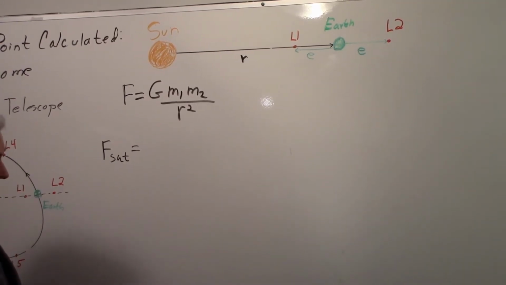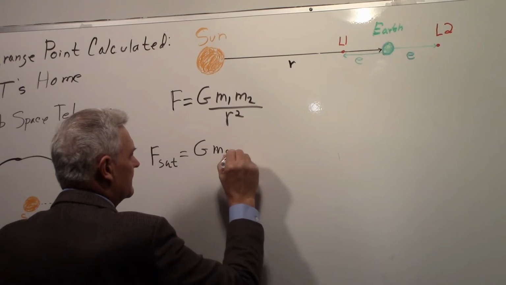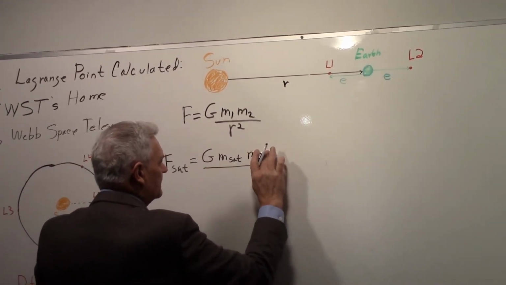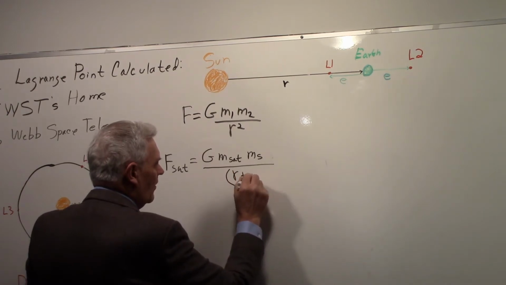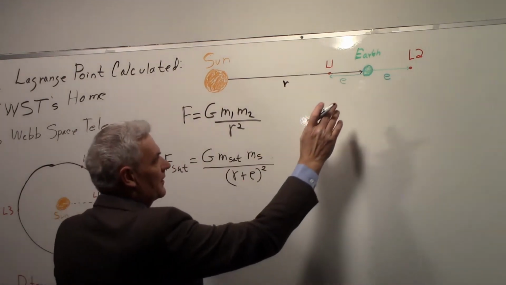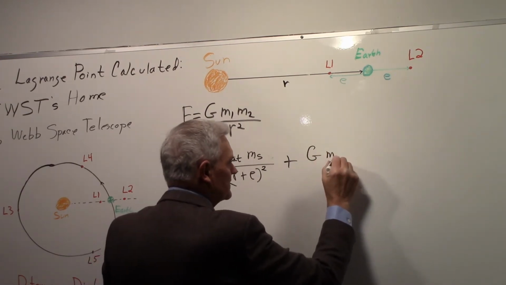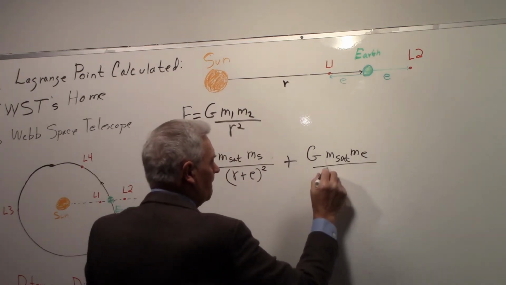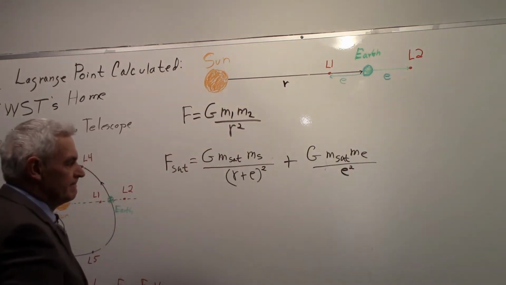So we'll calculate the force on the satellite. That's going to be equal to, the Sun is pulling on the satellite, so it's going to be G times the mass of the satellite times the mass of the Sun, divided by the distance from the Sun to the L2 point, and we're going to call that R plus E. So it's this distance R plus this distance E, R plus E, and that's squared. We also have the Earth pulling on the satellite, so we have a second term. The second term is going to be the gravitational constant times the mass of the satellite times the mass of the Earth, divided by the distance from the Earth to the satellite, which we're calling E. So that'll be E squared. So that's our first equation.